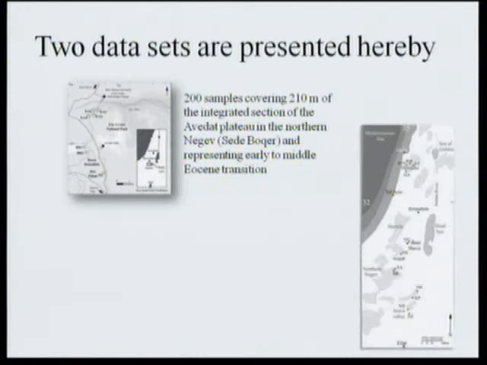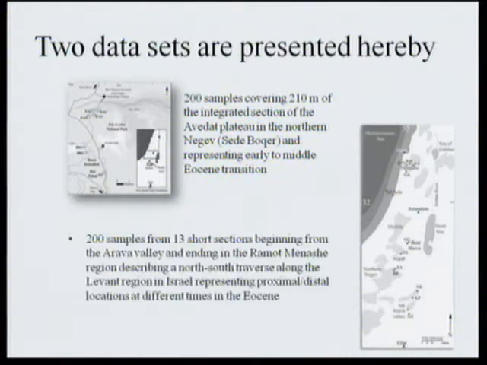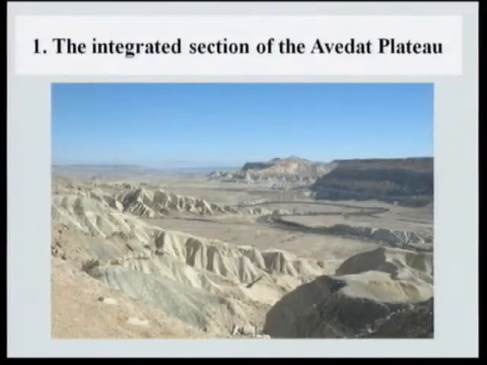But also, I do present 200 samples from 13 short sections, beginning from the Arava Valley, over here, and ending in Ramot Menashe region, very close to where we are now. And this is covering what is supposed to be proximal to this position along the ramp of the ears.